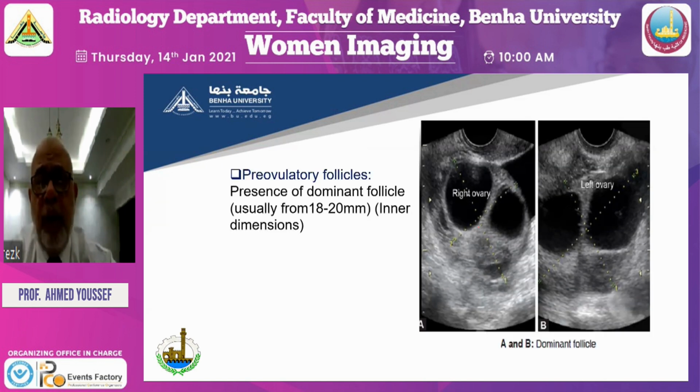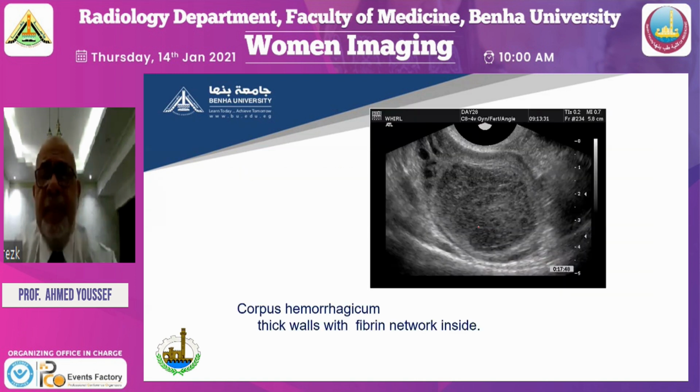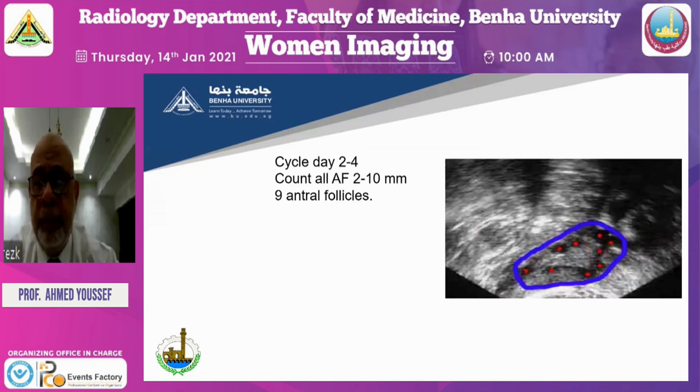And this is the pre-ovulatory follicle with the presence of the dominant follicle, whose ideal size is from 18 to 20 millimeter from the inner dimensions. And this is a typical picture of the corpus luteum with a thick wall and fibrin network inside.